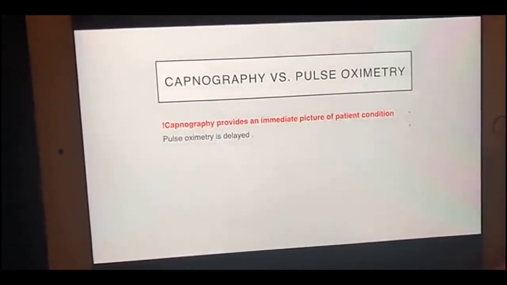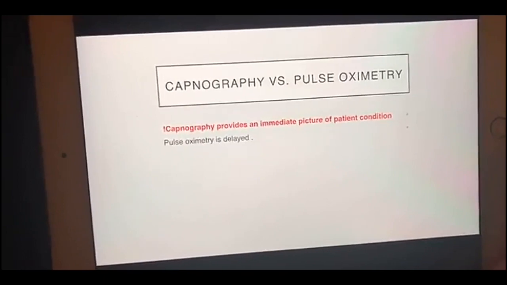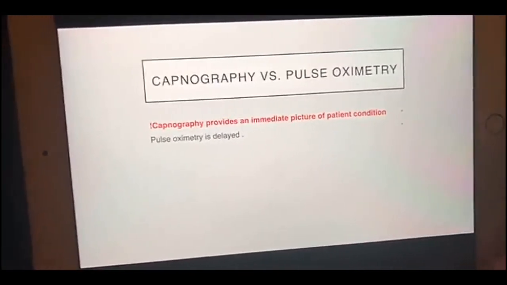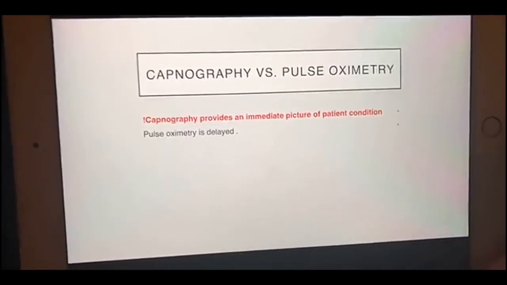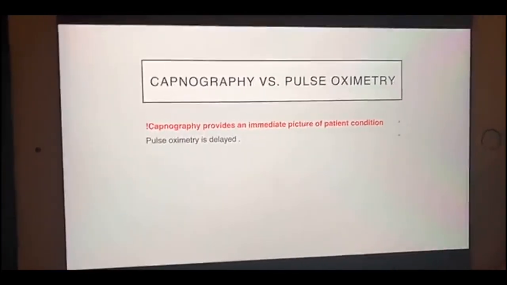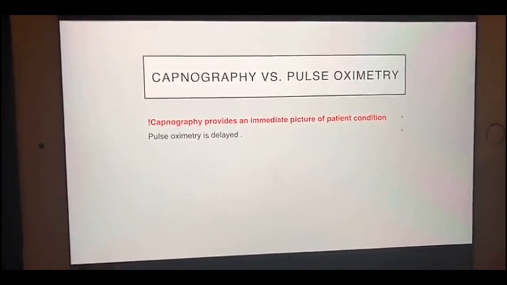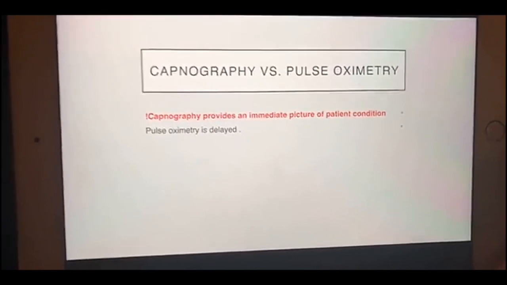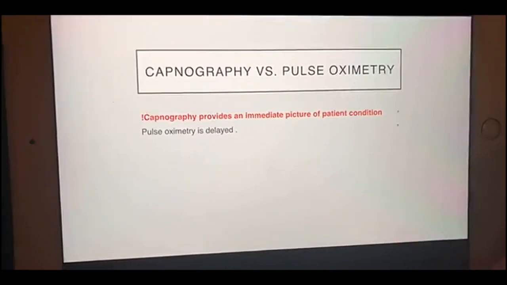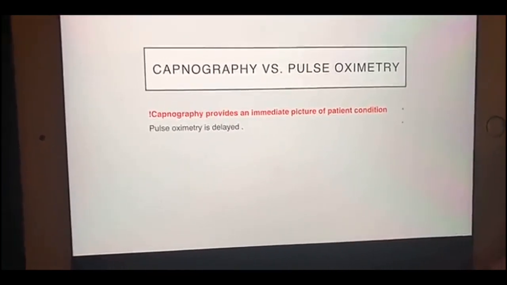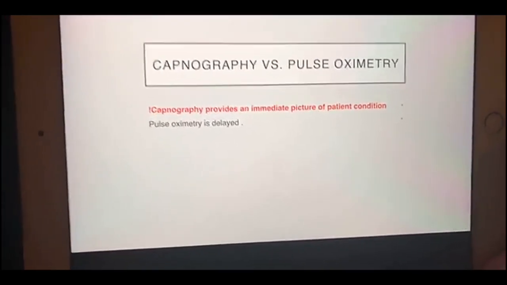Now regarding capnography versus pulse oximetry, we know that pulse oximetry is for oxygenation, and now we have a tool for ventilation, which is capnography. When we compare both of them, capnography will provide the clinician with an immediate picture of the patient's condition, in more detail, the ventilation status of the patient.